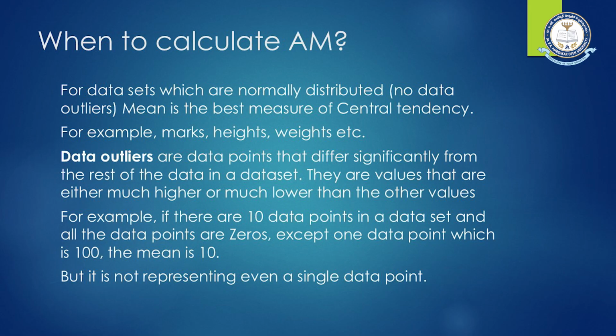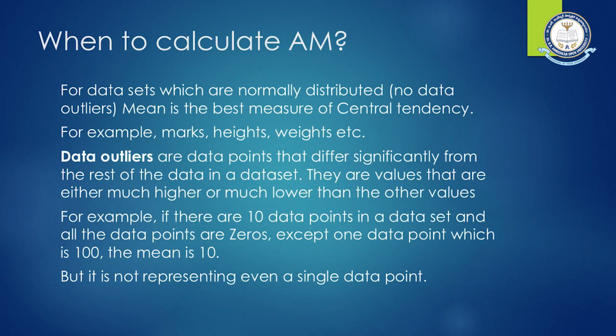Sigma x means the sum of all the items in the series. For example, if a data set contains 2, 3, 4, 5, 6, 7, 8, the total is 35 and the number of items is 7, and when we divide 35 by 7, we get an average, or arithmetic mean, of 5. When the data sets are normally distributed, mean is the best measure to calculate central tendency.